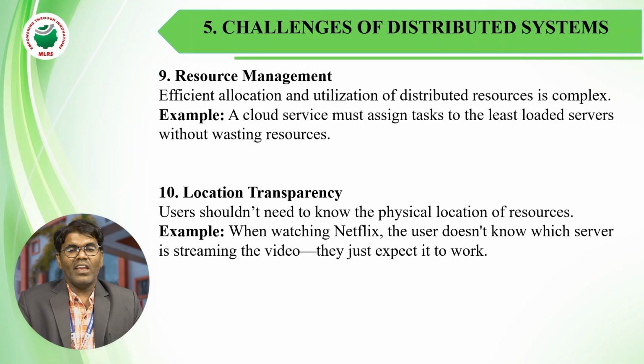Resource management. Efficient allocation and utilization of distributed resources is complex. Example, a cloud server must assign tasks to the least loaded server without waiting for resources. Next one is location transparency. Users should not need to know the physical location of the resource. Example, when watching Netflix, the user doesn't know where the server is placed. Thank you.